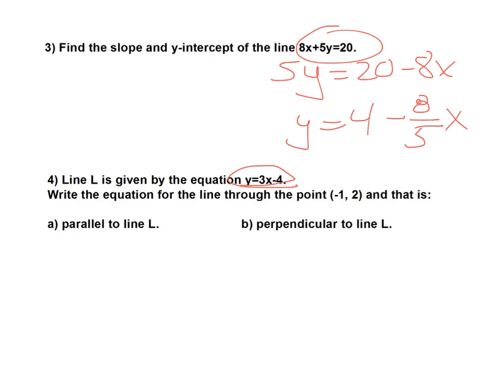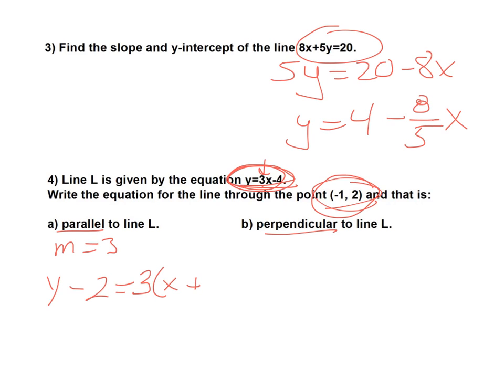Write the equation for the line through this point. It is parallel to that line and perpendicular. Well, okay, parallel. Has to have the same slope as this original line. Since this slope is 3, this has to be a slope of 3. We know it goes through this point right here, so point slope form. y minus y1 equals m times x minus x1. Again, minus negative 1 makes a plus 1.